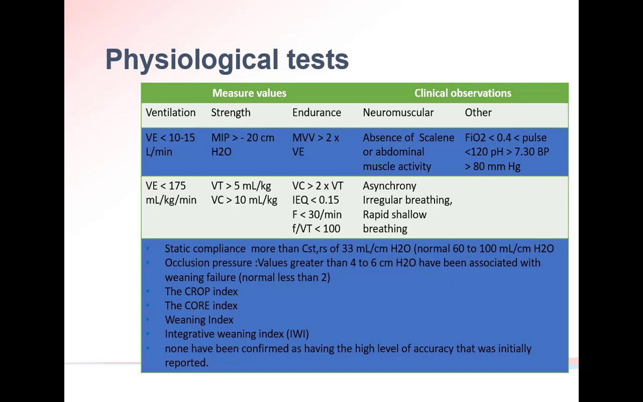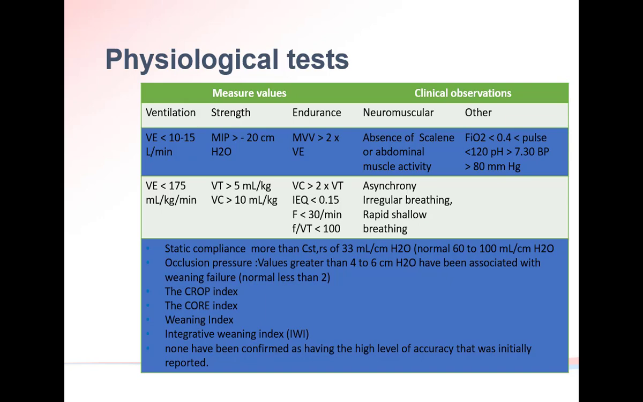And to know the endurance of a person without the ventilator, although I have written many of them, the most important out of these is the F/VT, which is called the rapid shallow breathing index. If it is less than 105, it is indicative of weaning success. Then the static compliance. Normal static compliance is about 60 to 100. If it is less than 33, it is an indicator that the patient's endurance is very bad.